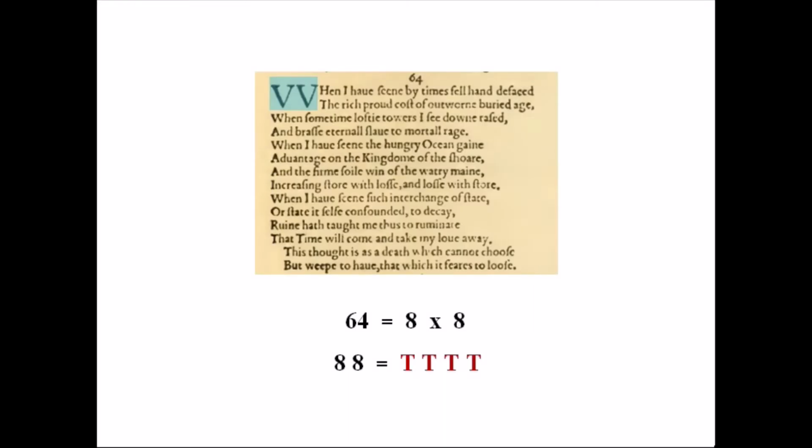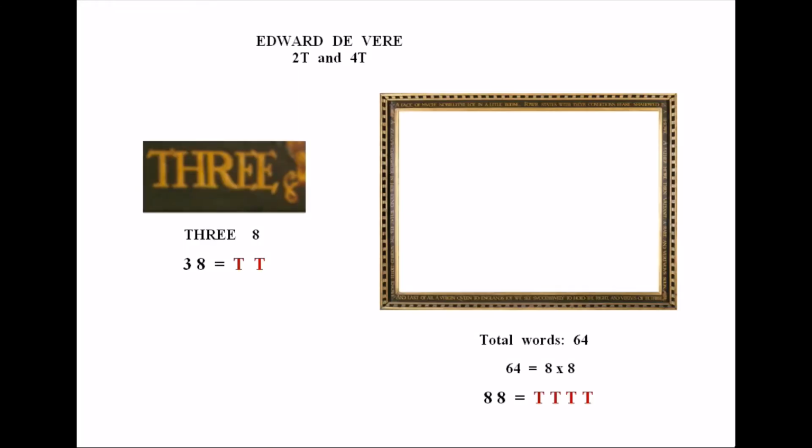Notice how Sonnet 64 begins with a De Vere double V. Just like 121 is the product of 11 times 11, I think 64 can be understood as 8 times 8, or 8-8, which is 4 T's. Again, Edward de Vere is 2T and 4T.